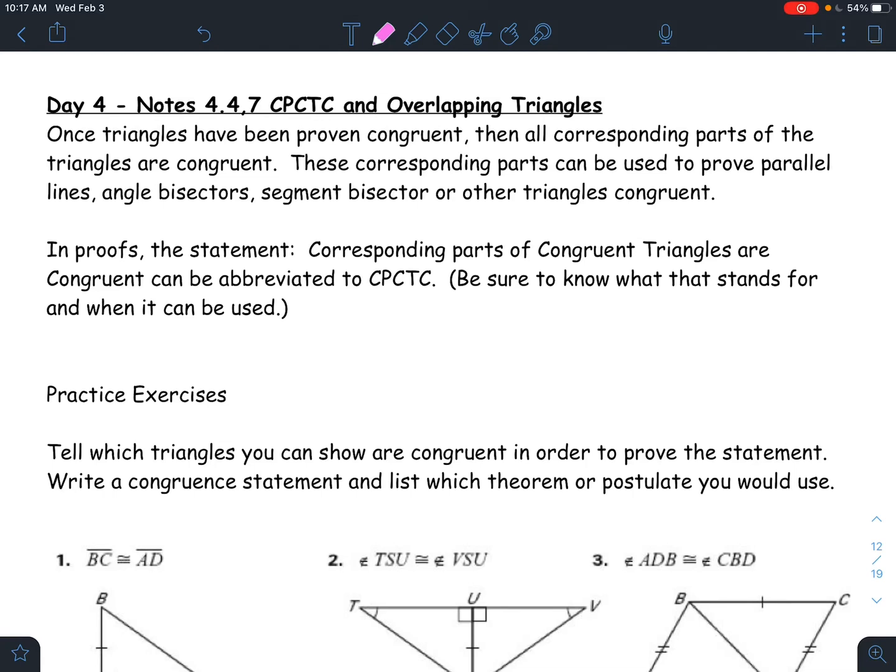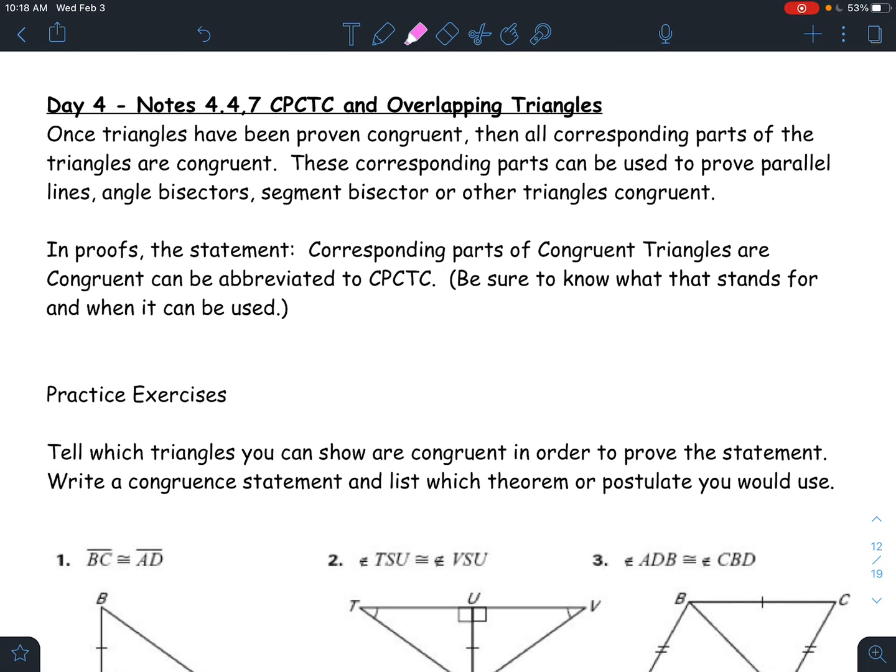Today on day 4, we're going to continue our trek into congruent triangles, and we're going to add something to it called CPCTC. So essentially what CPCTC tells us is that once triangles have been congruent, then all of their corresponding parts are congruent as well. If we know two triangles to be congruent, we can then use those corresponding congruent pieces to prove that lines are parallel, to prove that we have angle bisectors or segment bisectors, or to bounce off and prove other triangles to be congruent as well.